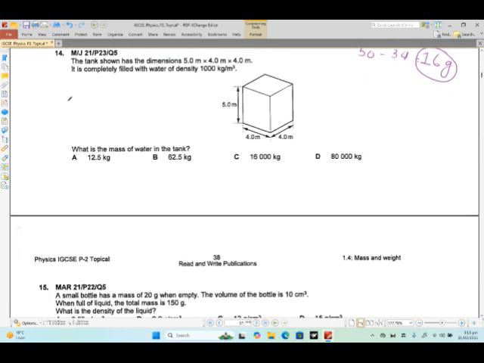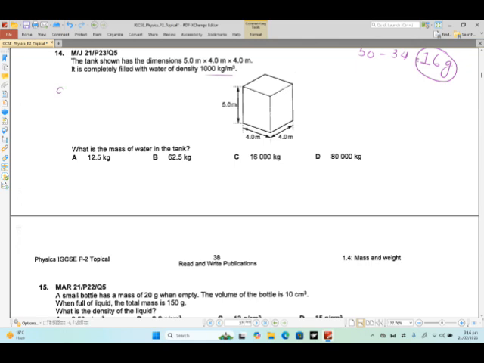A tank shown has the dimensions 5 meters by 4 meters by 4 meters. This is the tank. It is completely filled with water of density 1000 kgs per meter cube. What is the mass of water in the tank?